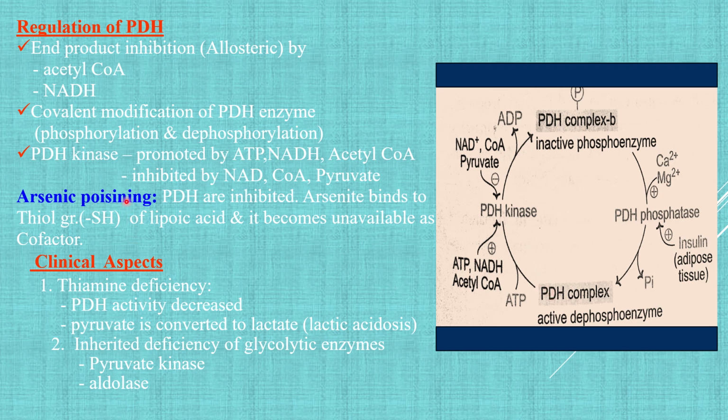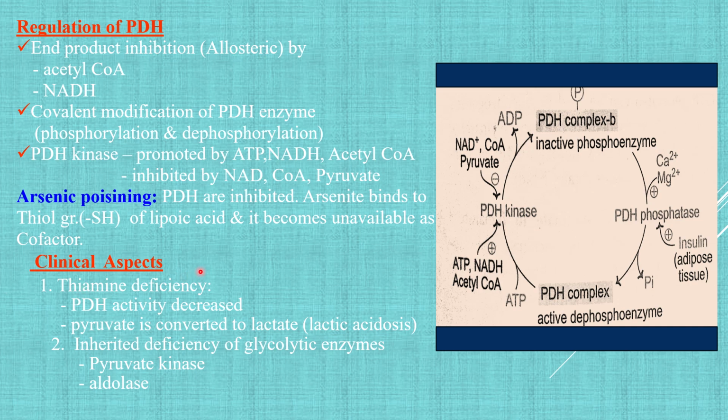Now arsenic poisoning: PDH is inhibited by arsenic because arsenite binds to the thiol group of lipoic acid and it becomes unavailable as a cofactor. Then PDH kinase, which is responsible for conversion of the dephosphorylated form of PDH to the phosphorylated form, is promoted by ATP, NADH, and acetyl coenzyme A, and inhibited by NAD, coenzyme A, and pyruvate. It is very much apparent in this particular diagram.